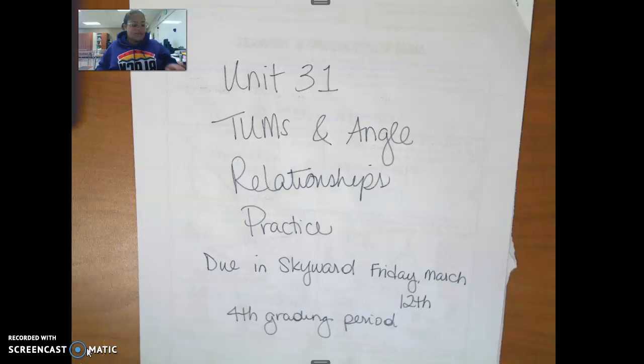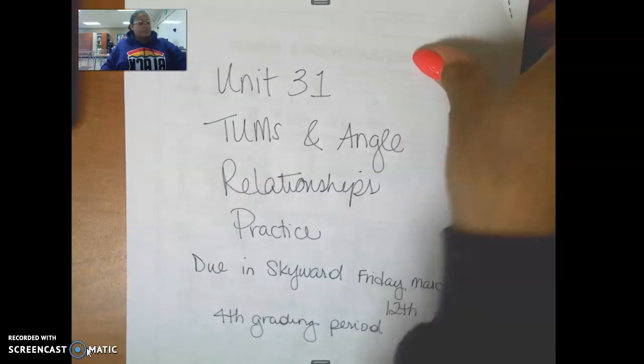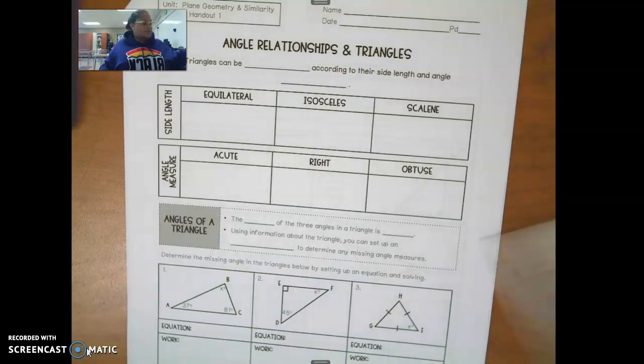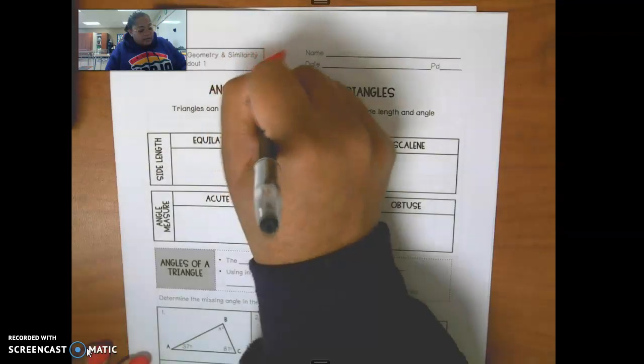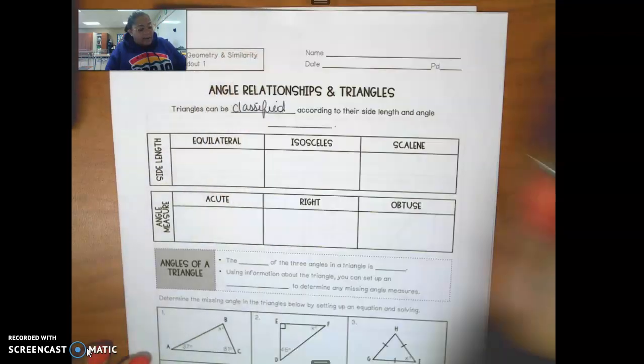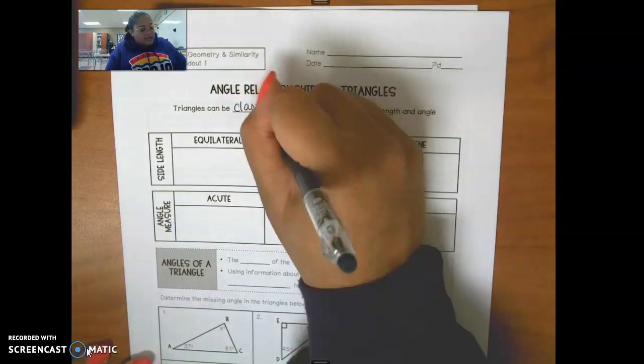All right, last half of your assignment. Angle relationships and triangles. Triangles can be classified according to their side length and angle measures.